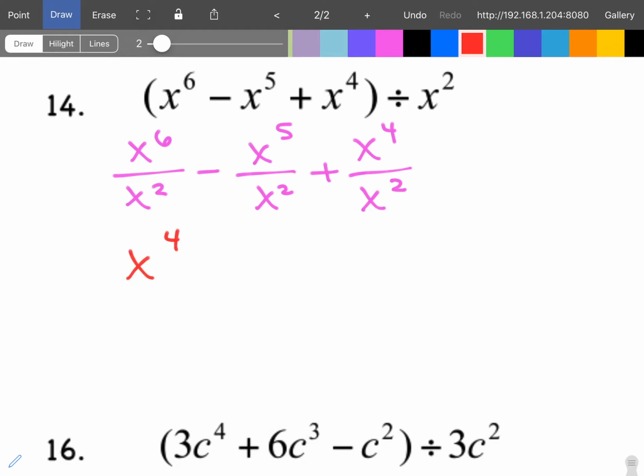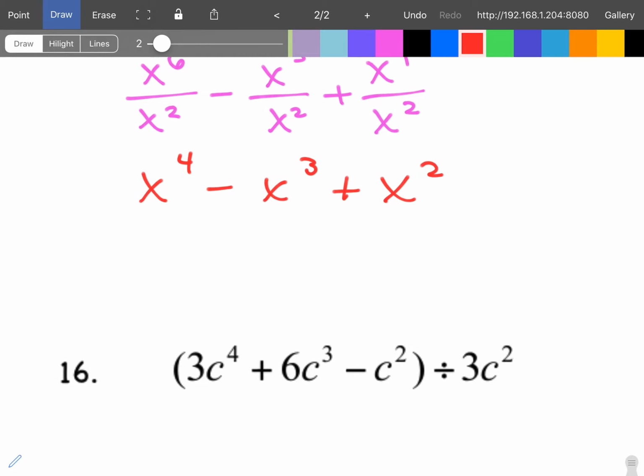So on this one, you should get x to the 4th minus x to the 3rd plus x to the 2nd power. And that would be your answer. You can't combine those because they all have different exponents. So when you're adding and subtracting, they have to have the same variable and the same exponent in order to combine them.